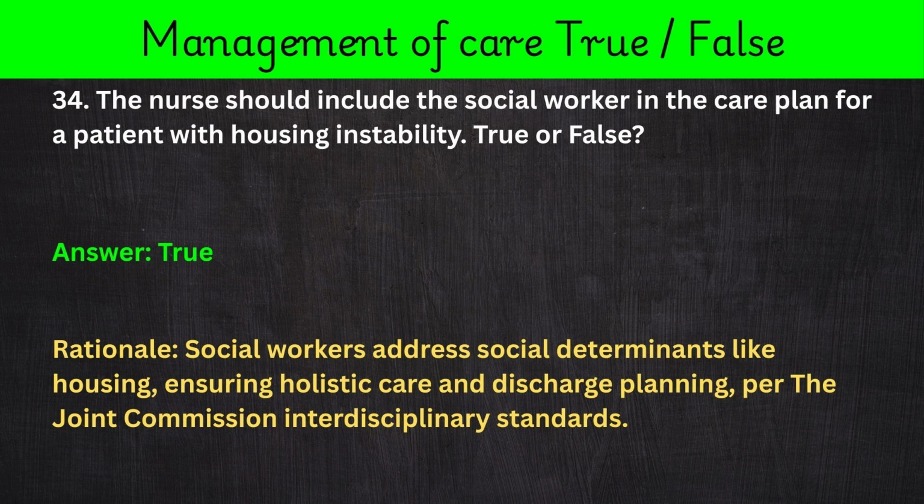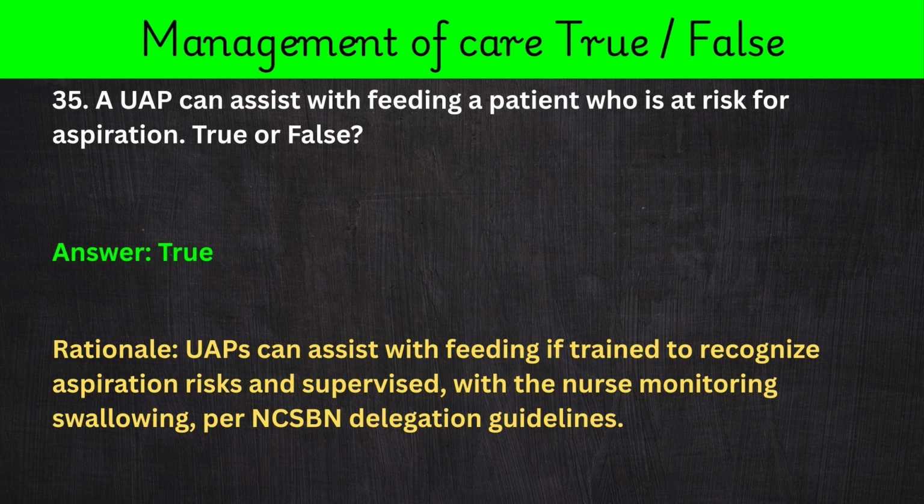34. The nurse should include the social worker in the care plan for a patient with housing instability. True or false? Answer: true. Rationale: social workers address social determinants like housing, ensuring holistic care and discharge planning per the Joint Commission interdisciplinary standards. 35. A UAP can assist with feeding a patient who is at risk for aspiration. True or false? Answer: true. Rationale: UAPs can assist with feeding if trained to recognize aspiration risks and supervised, with the nurse monitoring swallowing per NCLEX-PN delegation guidelines.